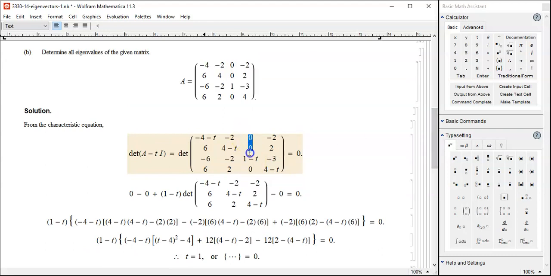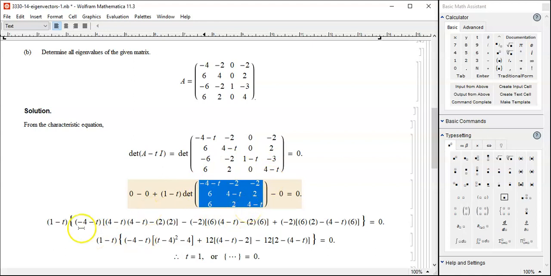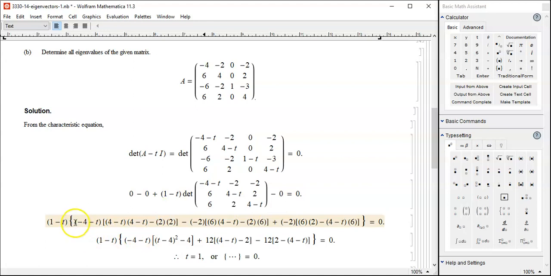And obviously, I'm going to select the third column here. Okay, 0, 0, 0. They're all gone, and I have 1 minus t and the determinant of the deleted matrix. Okay, how about this deleted matrix? Well, I can use a crisscross method here. No, I didn't do that. Again, I didn't use the crisscross method here. Again, I expanded with respect to the first row here.